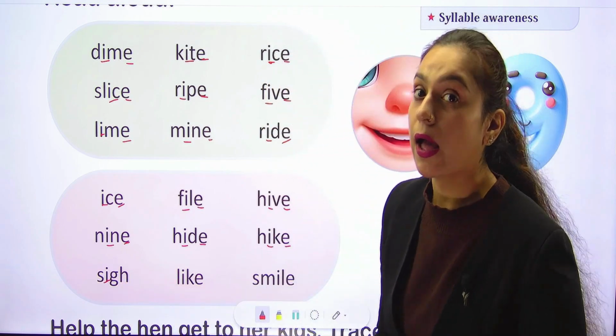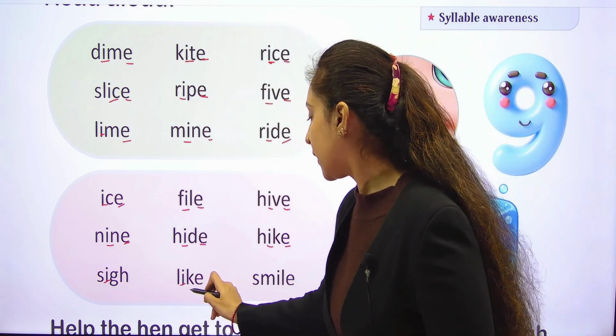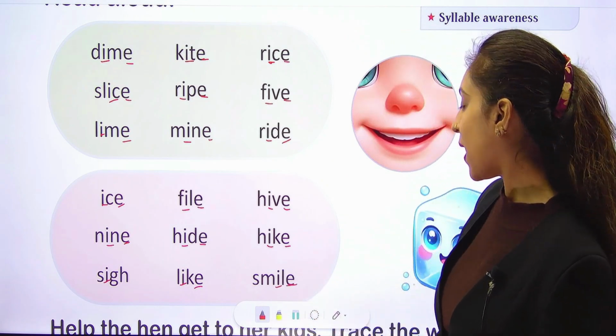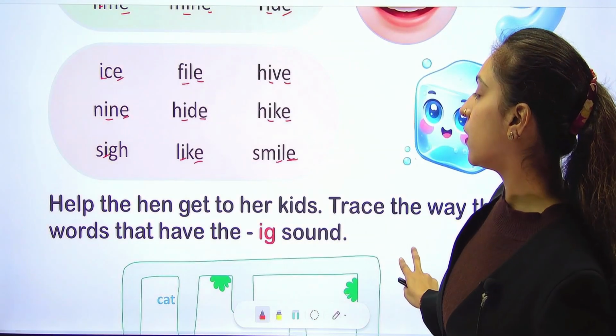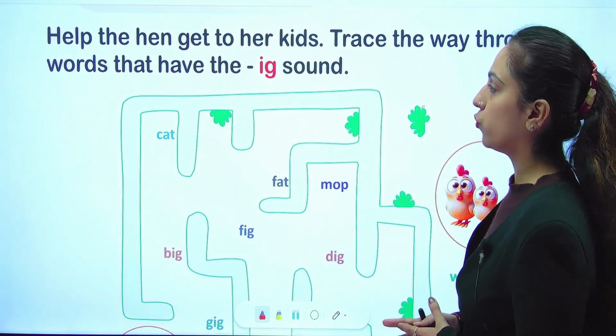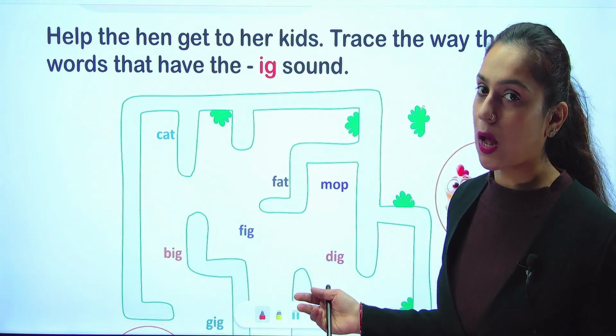S-I-G-H sigh, L-I-K-E like, S-M-I-L-E smile. Help the hen get to her kids. Trace the way through words that have the IG sound words.